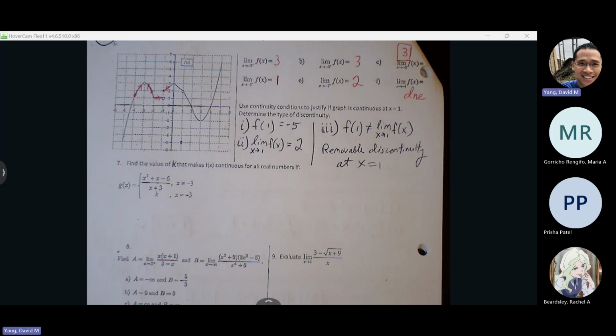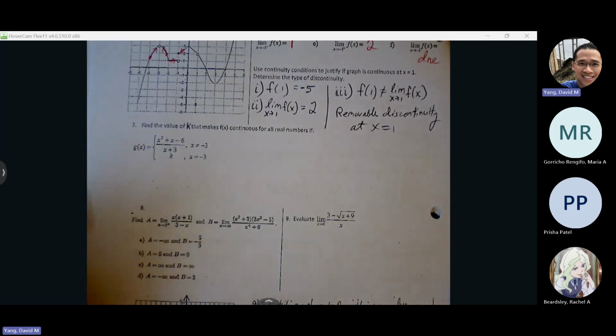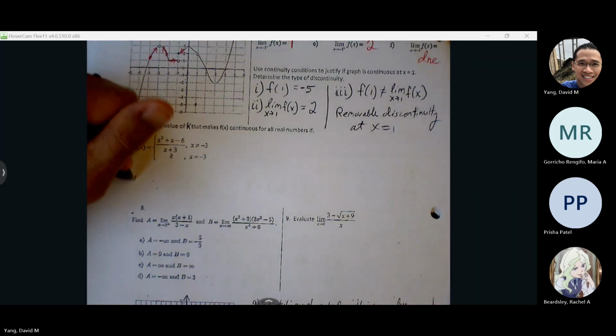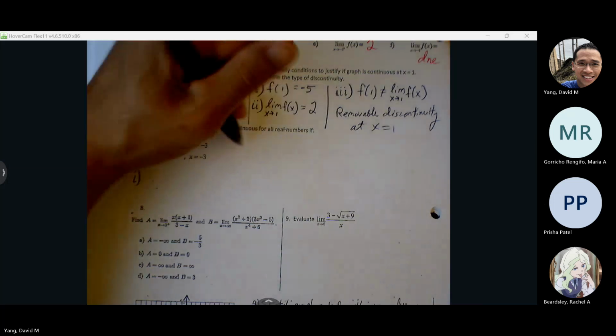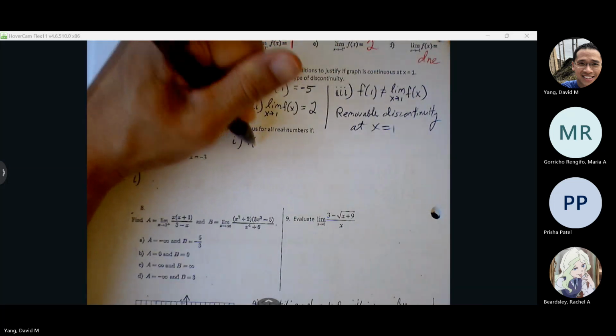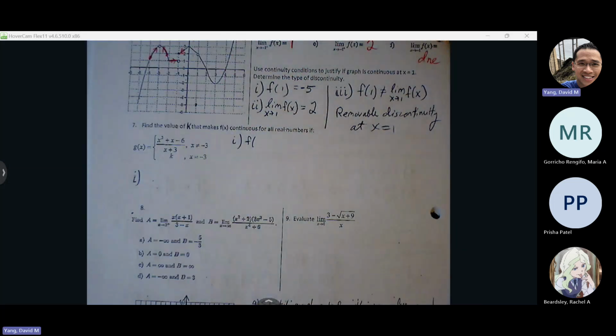Number 7, we're back to solving for k. We're just going to walk through continuity conditions.